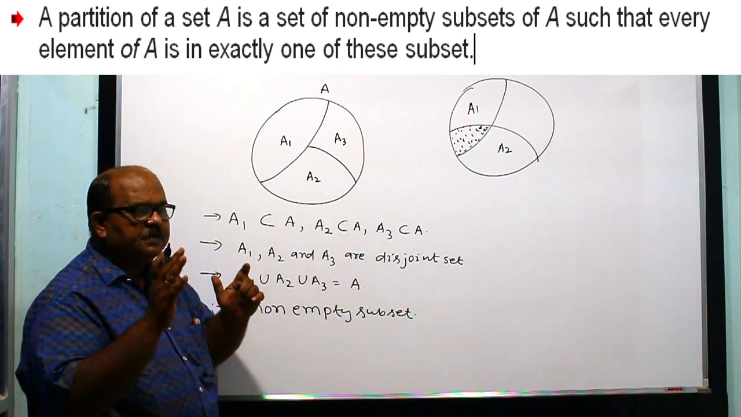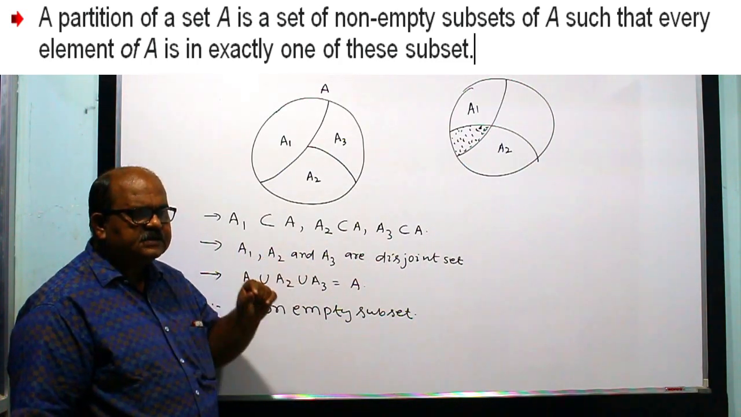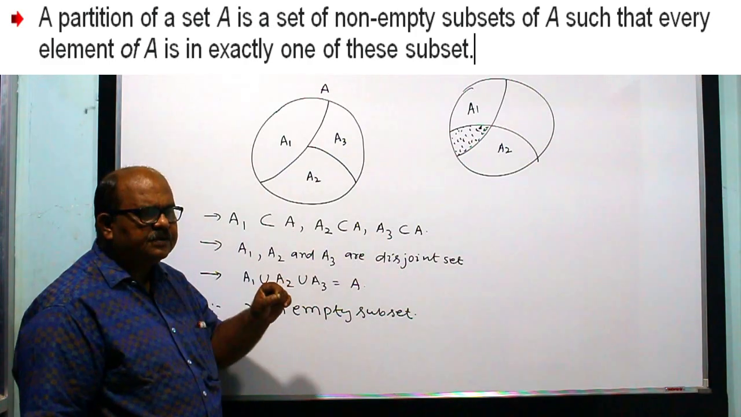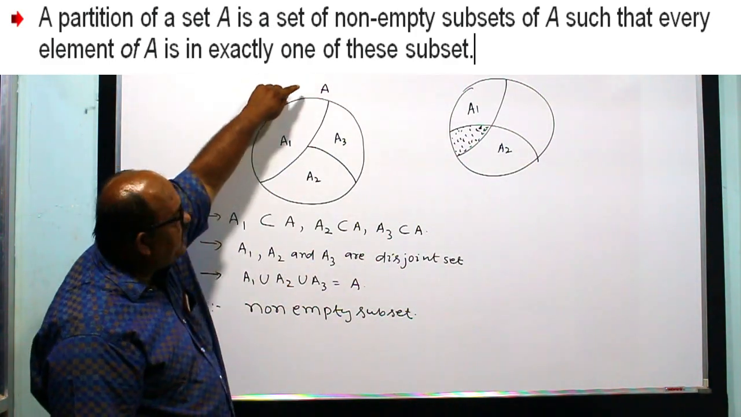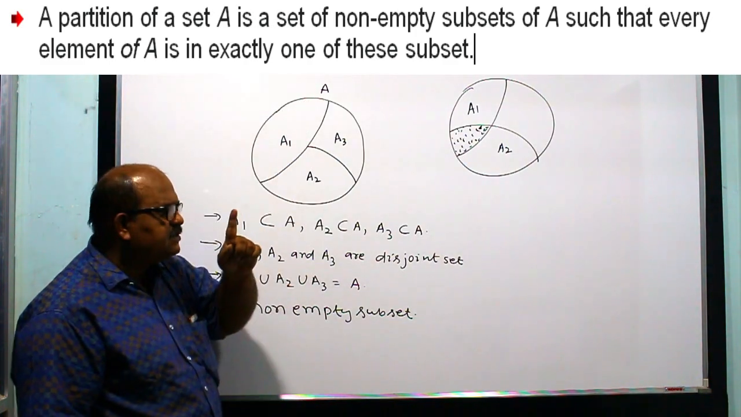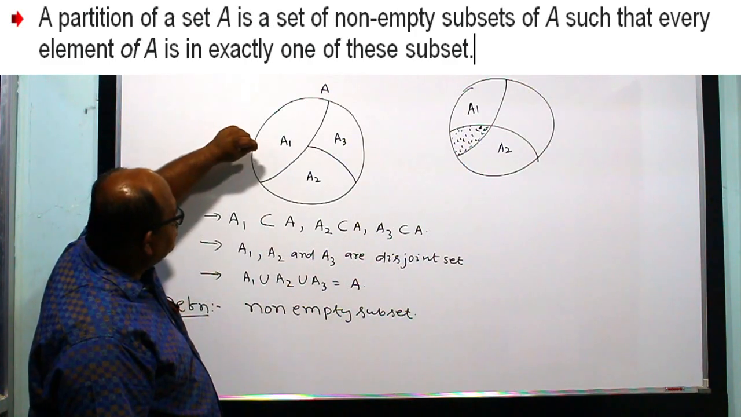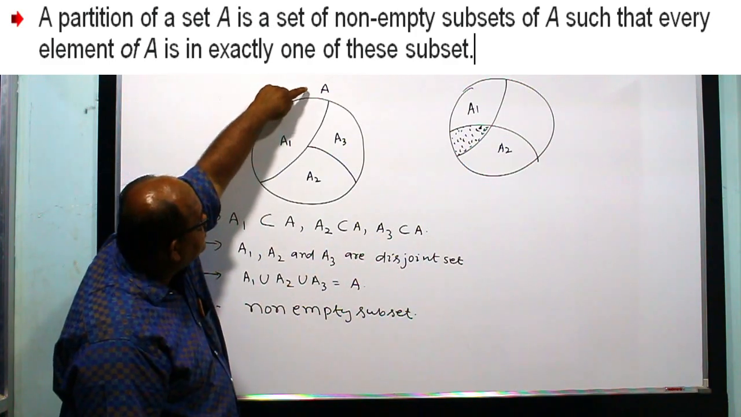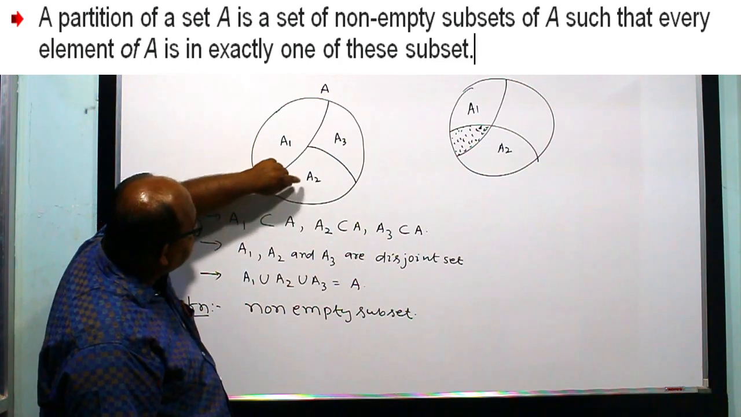So in the first part of the definition we are getting: a partition of a set A is a set of non-empty subsets of A such that every element of A is in exactly one of these subsets. Look at this point. Every element of set A is in exactly one of these subsets.